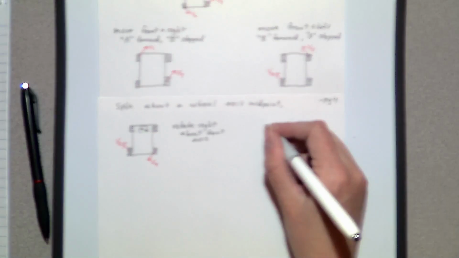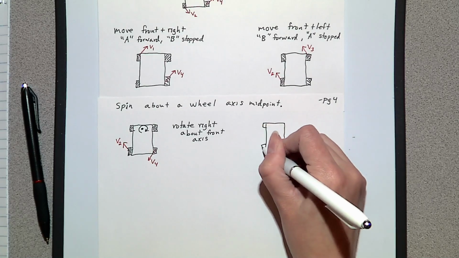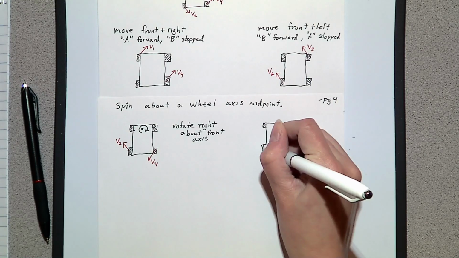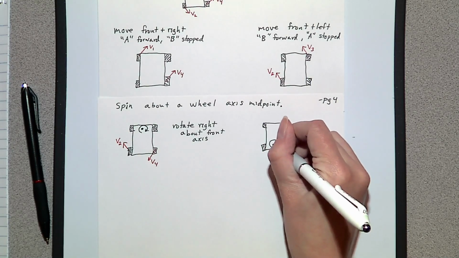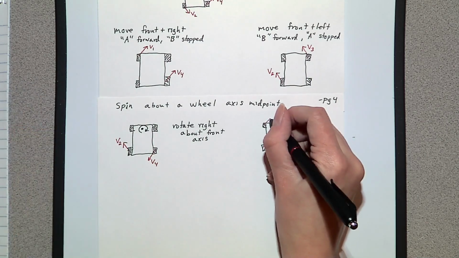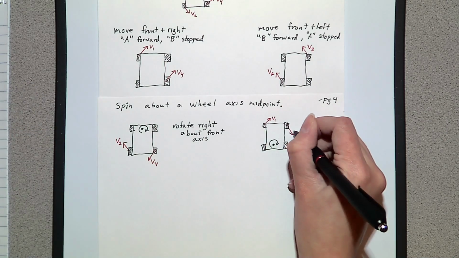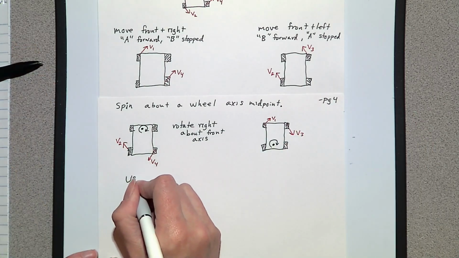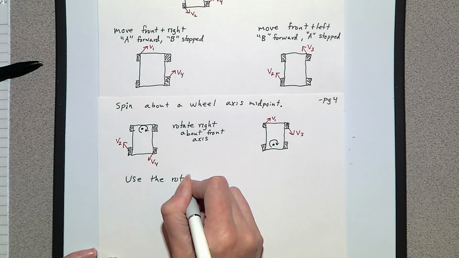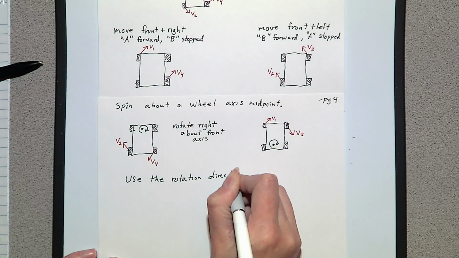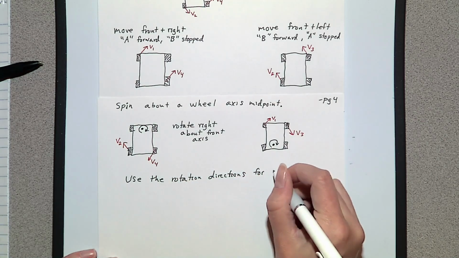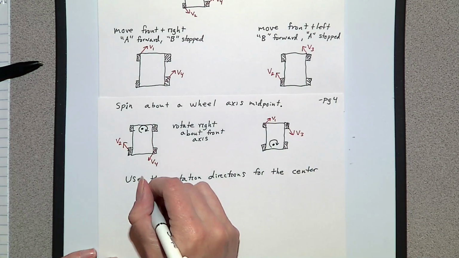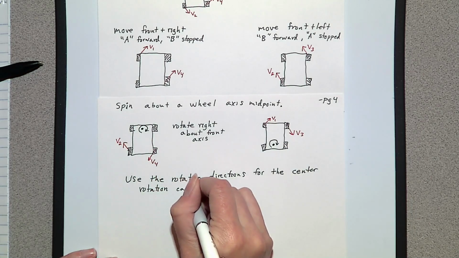And likewise, if I wanted to rotate about the rear point, then I would apply the velocities to the front wheels. So use the rotation directions for the center rotation case.